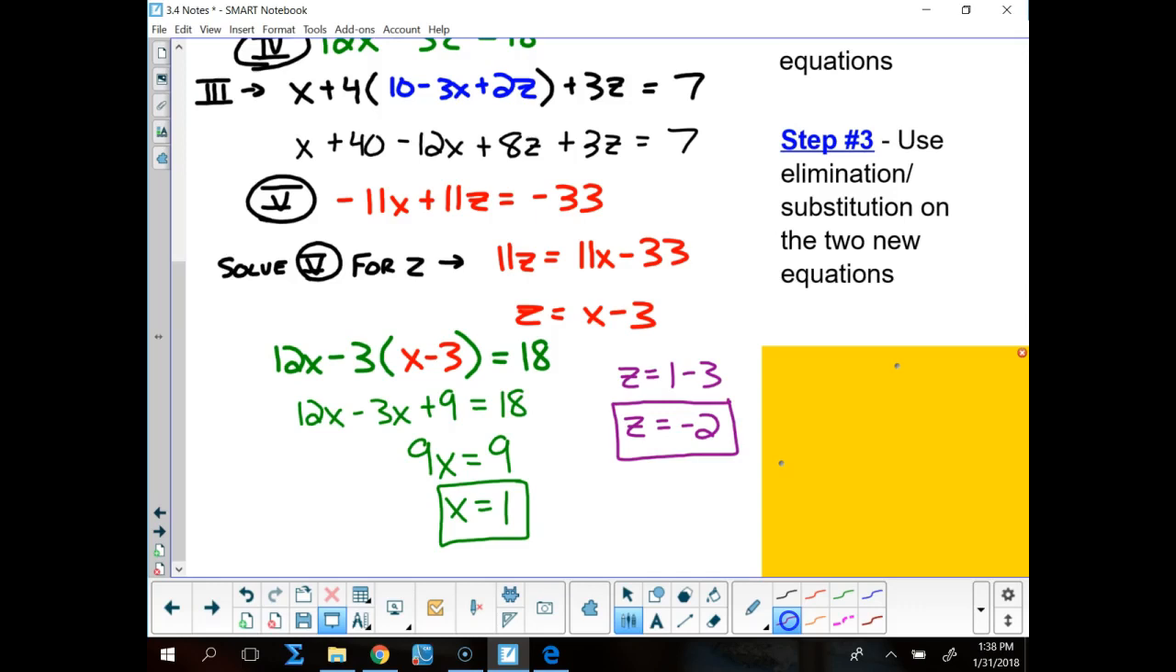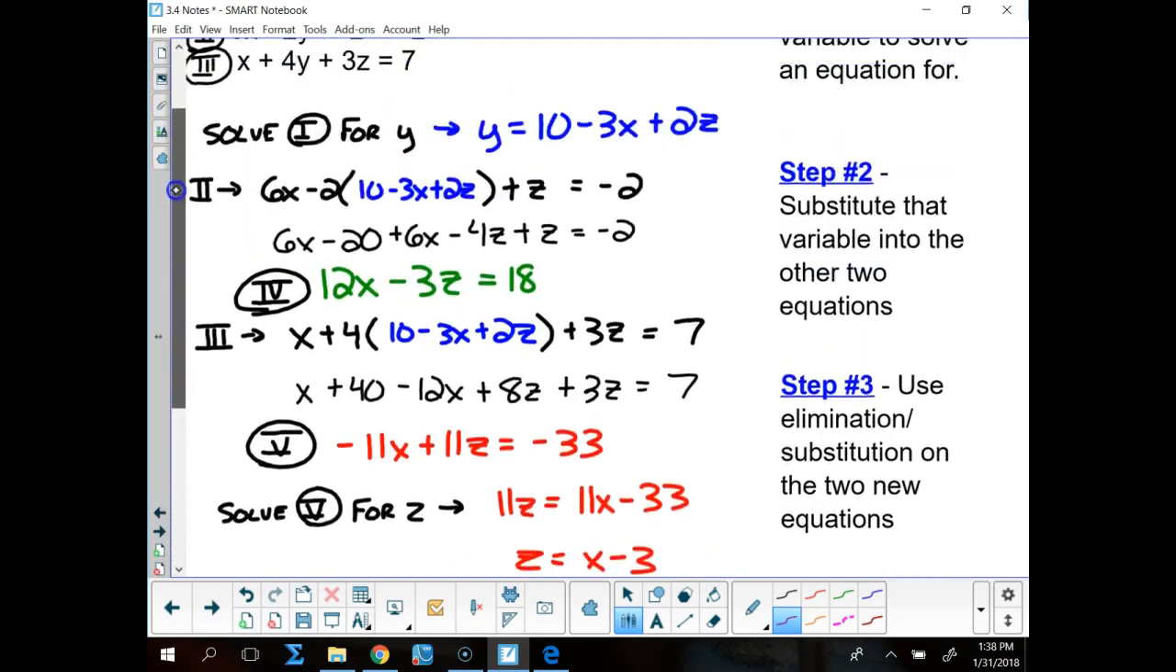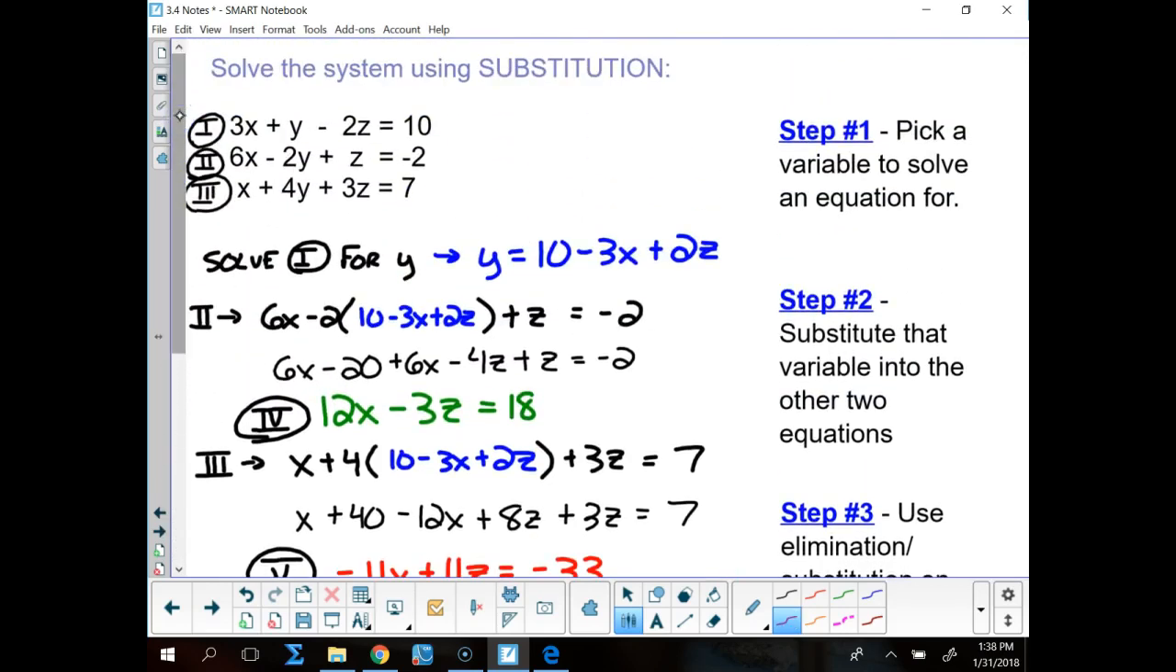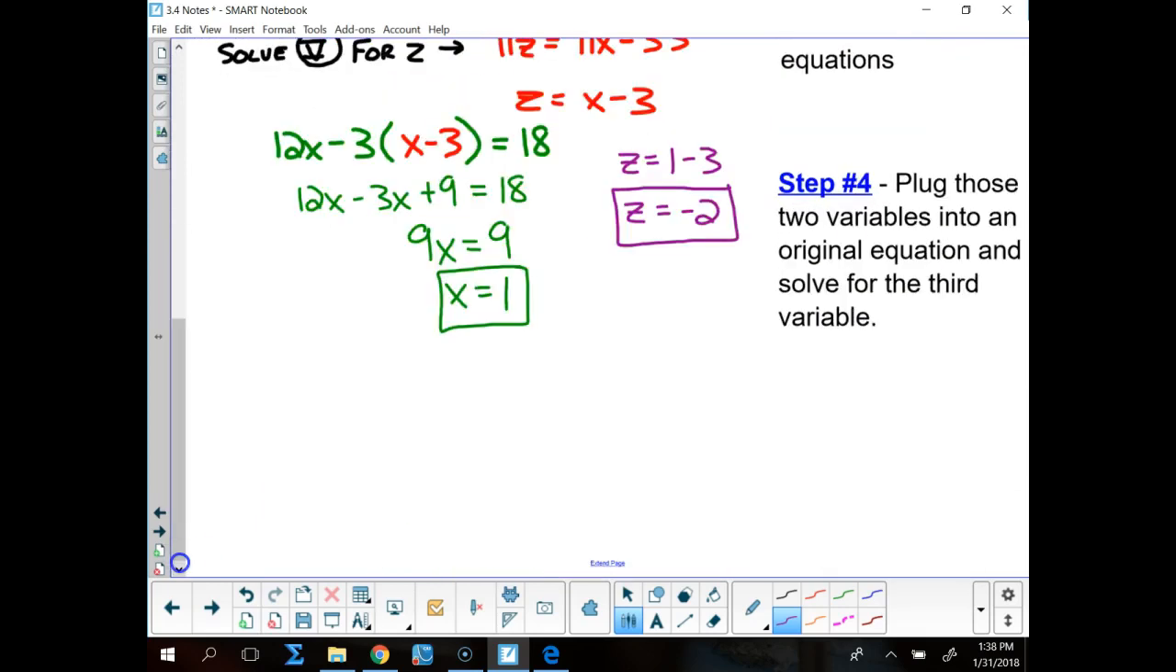Now what do you think we got to do? Plug them back into an original equation, right? But let's be smart. Let's work smarter, not harder. Which of my original equations, what do we got to solve for now? Y? Which one should I plug them into? 1, because y is by itself. Yeah. Okay. So now we've got to plug that in for y.